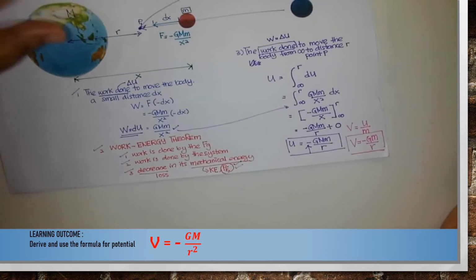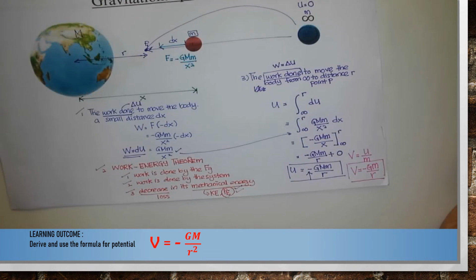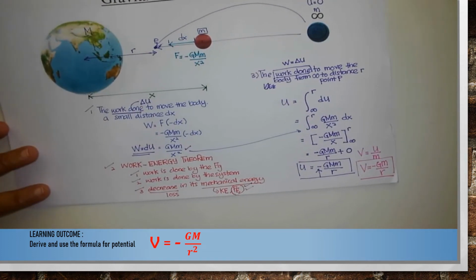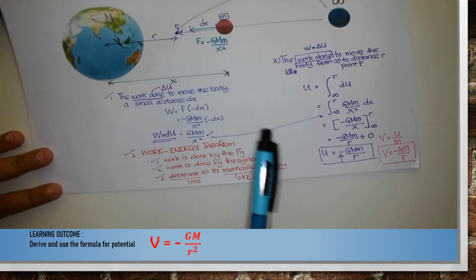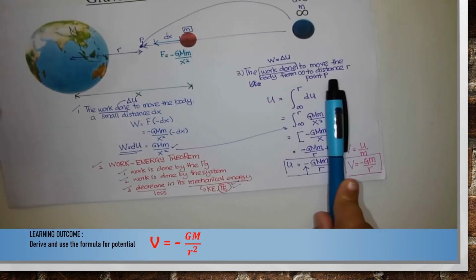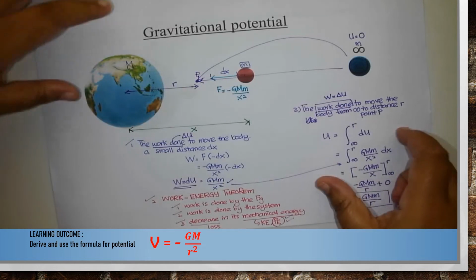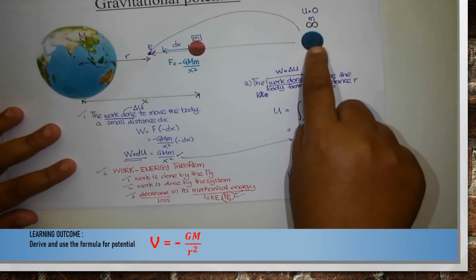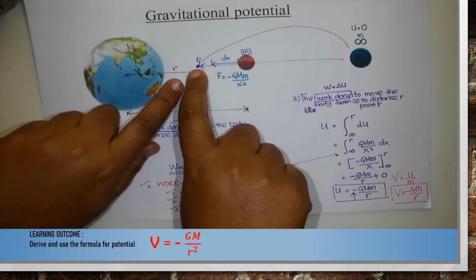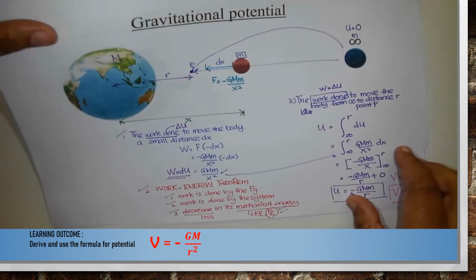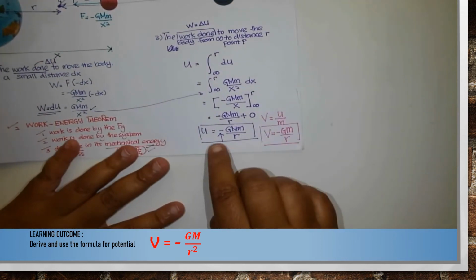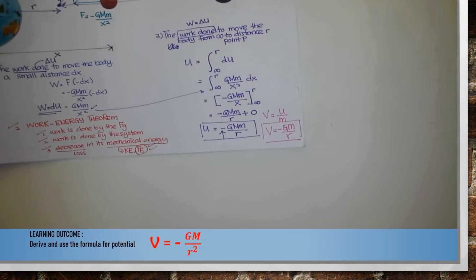To describe the gravitational potential, we can divide into three understandings. First is the small distance dx, and the next will be from infinity to point P, which is the distance r from the center of the earth, and then we get the formula for U equals negative GMm over r. Okay, so that's all, class. Thank you.